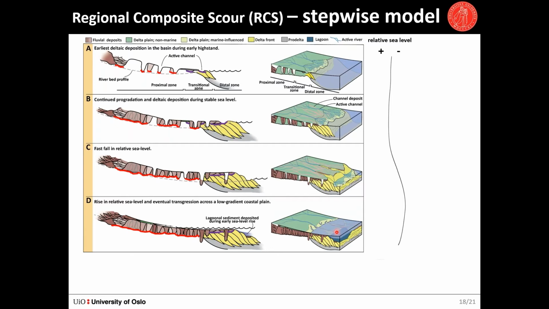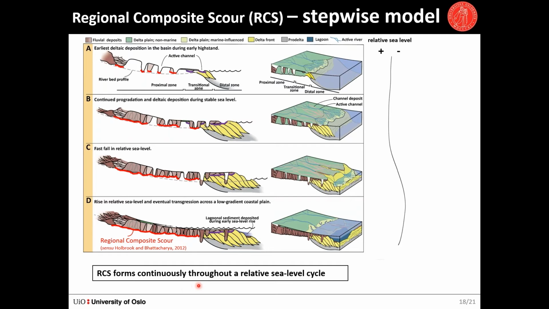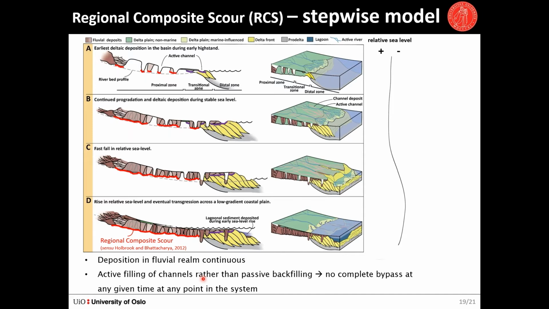And what we see now is that this scour underneath these trunk channel deposits occurs at regional scale and was formed throughout this relative sea level cycle. And that's the concept of this regional composite scour, which forms continuous throughout a relative sea level cycle by the progradation of the fluvial system. So how do we extend this surface into the marine realm?